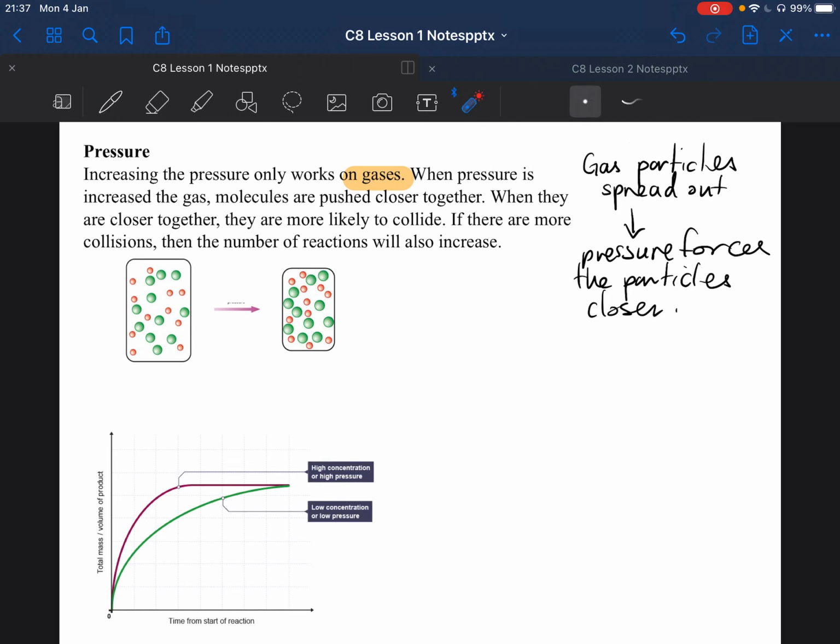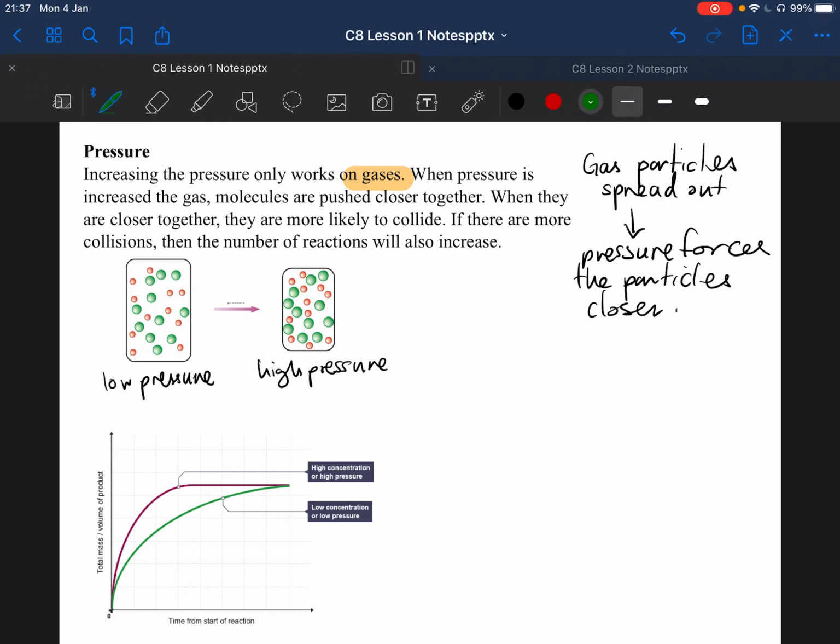So if we look at these two diagrams here, this diagram is under less pressure, or a low pressure. And so what we can see is there are lots of gaps between our particles in the gas. That means that they are less likely to collide, and so they are less likely to react. If we look at this diagram here, however, this one is at a higher pressure. And so what that means is our particles have been pushed closer together. And when they've been pushed closer together, that means they are more likely to collide. And if there are more collisions, then they are more likely to react.